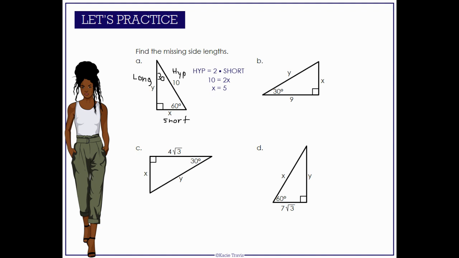Now, the long leg is equal to the square root of 3 times the short leg. If the short leg is 5, then the long leg is just going to be the square root of 3 times 5, or 5 radical 3, so we don't confuse that 5 as being a part of this. So we got x and we got y.